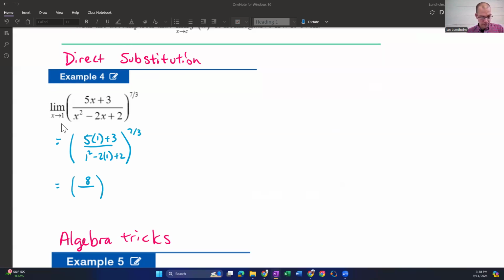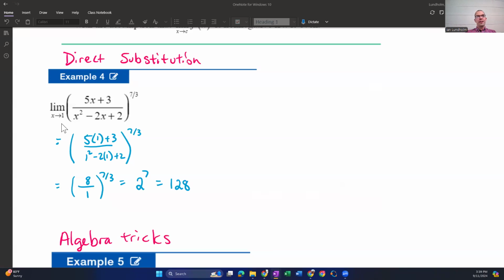We get 1 on the bottom that survives to the 7/3 power. And now we get to play with rational exponents a little bit. I think it will be easier for us if we evaluate the root first. So if we take the cube root of 8, that would be 2. So this is equivalent to 2 to the 7th power, and then 2 to the 7th power is one more 2 than 64. 128? I think that is 128 as a final answer.